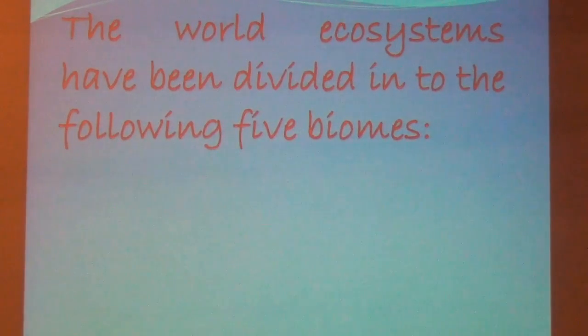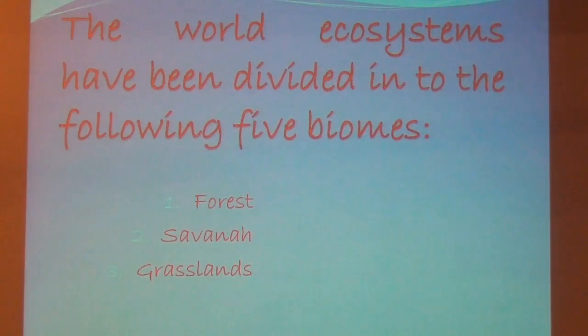The world ecosystems have been divided into the following 5 biomes. Number 1 is the forest biome. Number 2 is the savanna. Number 3 is the grasslands. Number 4 is the deserts. Number 5 is the tundra.